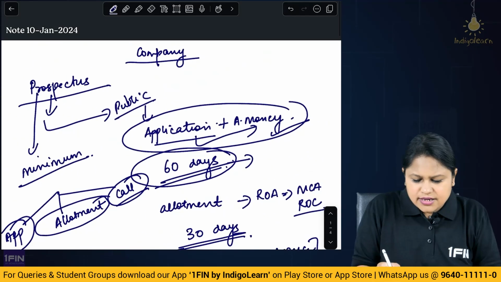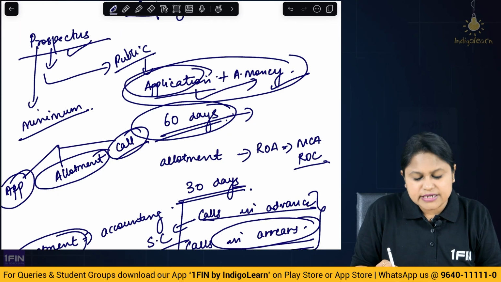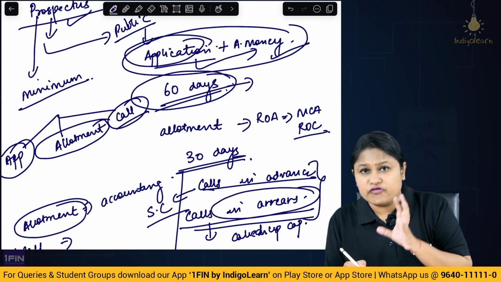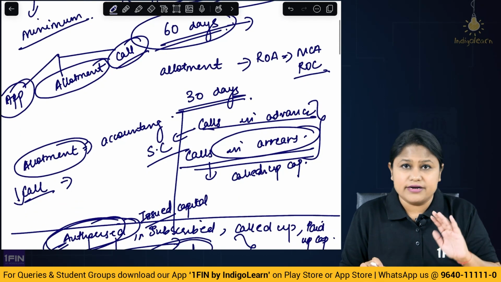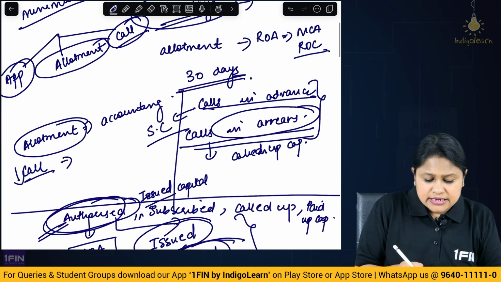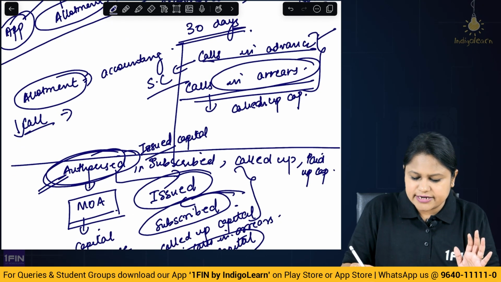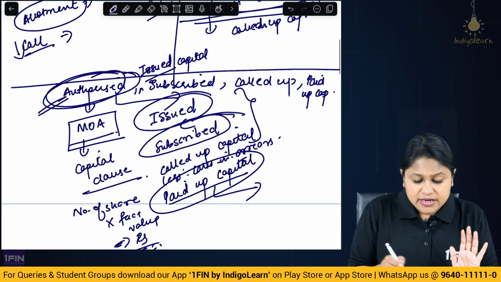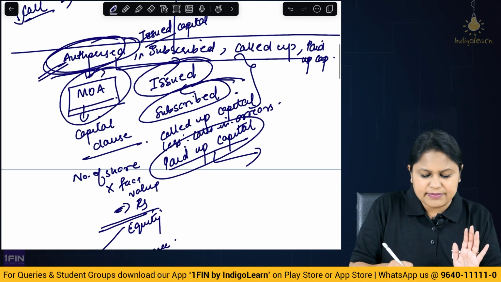I simply told you about a company, when it has to issue shares, what will it do? Prospectus. Then application money will be received. This application money should fulfil the requirement of minimum subscription. Only then can you move for allotment. The allotment will happen within 60 days. Correct? If not, it is refunded to all the applicants. Then you can have application, allotment, call, all the stages. Correct? What are calls in advance, calls in arrears, whether proper accounting has been done or not, whether disclosure has been done or not. Different classifications of capital: authorized you'll find in the memorandum.